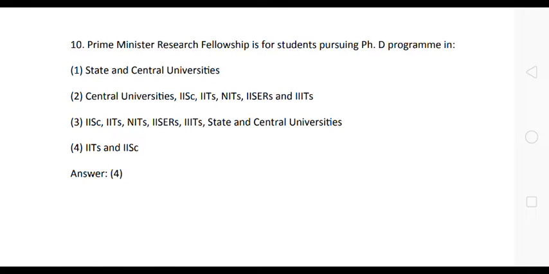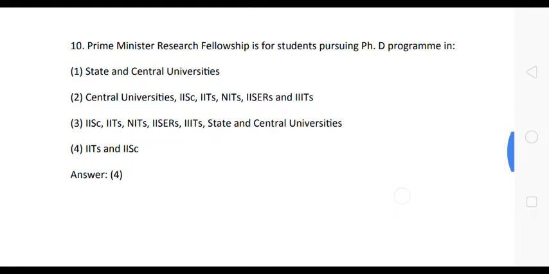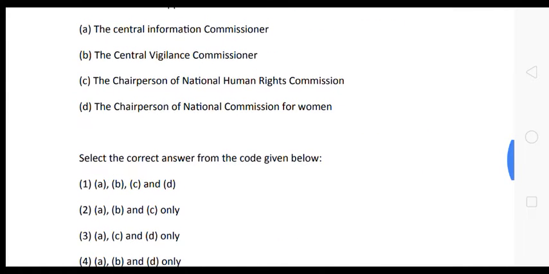The next question is, Prime Minister Research Fellowship is for students pursuing PhD program in. The correct answer is option 4, IITs and IISc, Indian Institutes of Technology and Indian Institute of Science. Option 4 is the correct answer.